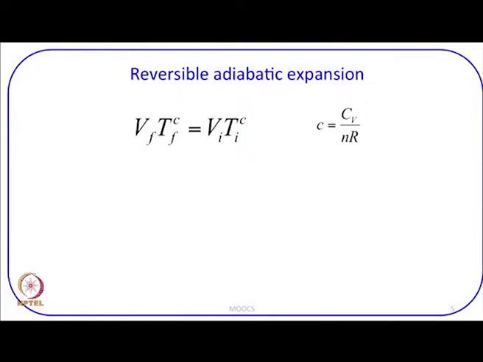Here we are going to derive two equations. Vf Tf raised to the power c is equal to Vi Ti raised to the power c, where this c is the ratio of heat capacity and R. The second equation that we are going to derive is PV raised to gamma is equal to constant, where gamma is the ratio of heat capacities at constant pressure and constant volume. Very easy derivation. Let us see how to get it.